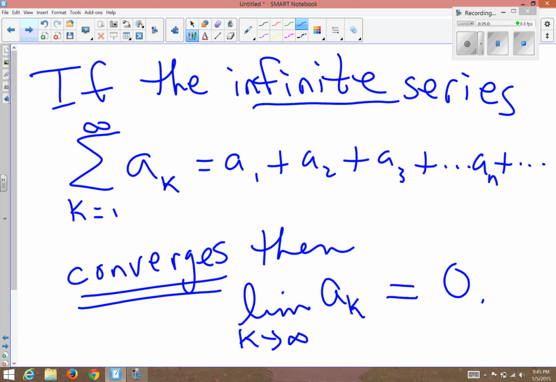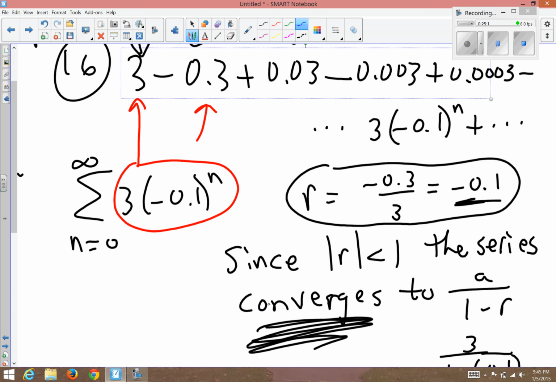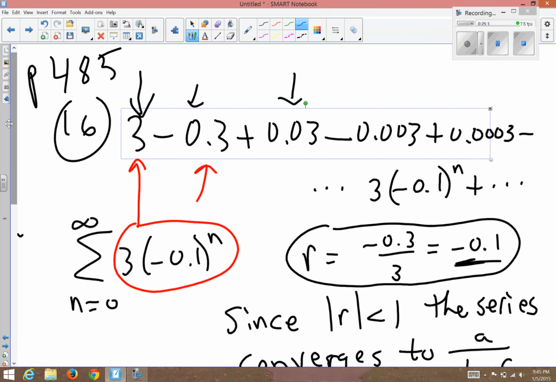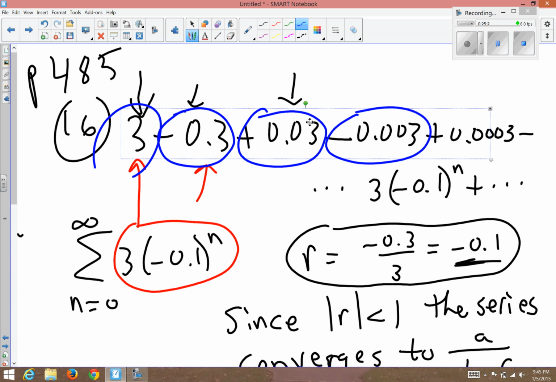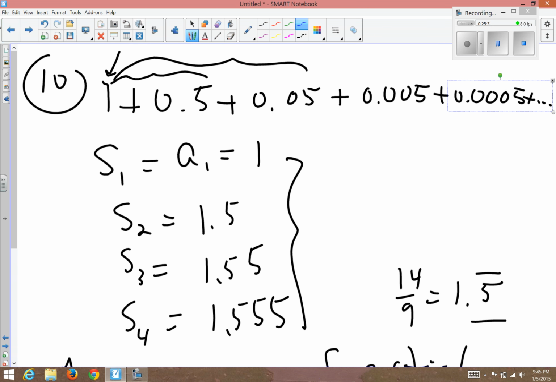So let me look at another one to show you. Again, here's another series that converges. And so I'm observing that 3 is close to 0. That's even closer to 0, and that's even closer, and even closer. These terms are getting closer and closer to 0. That doesn't mean the sum is 0, even if it was 30 over 11. This is just a characteristic to note about a series that converges.